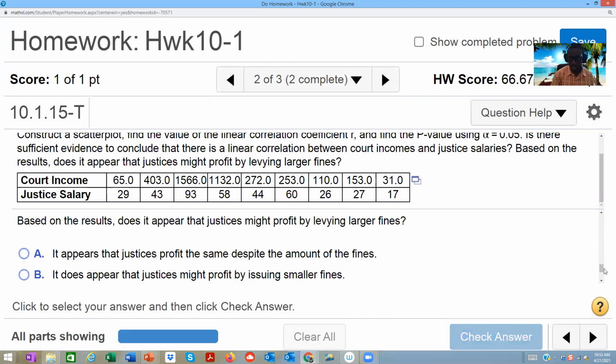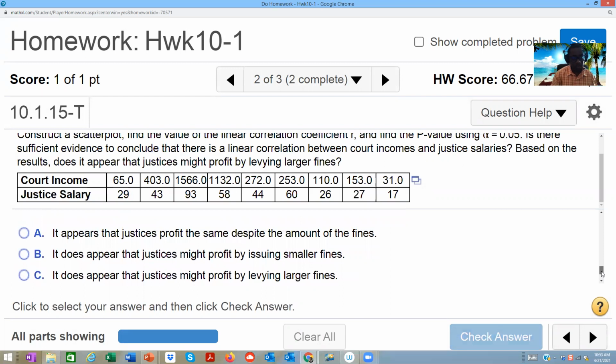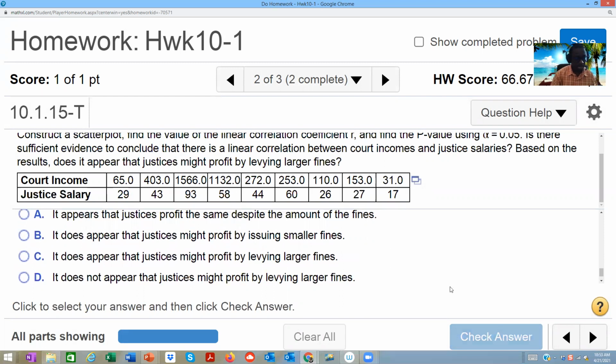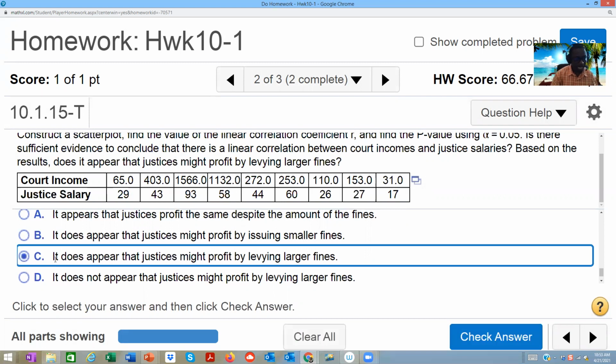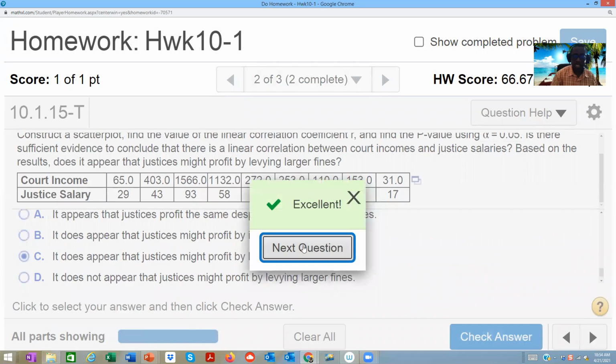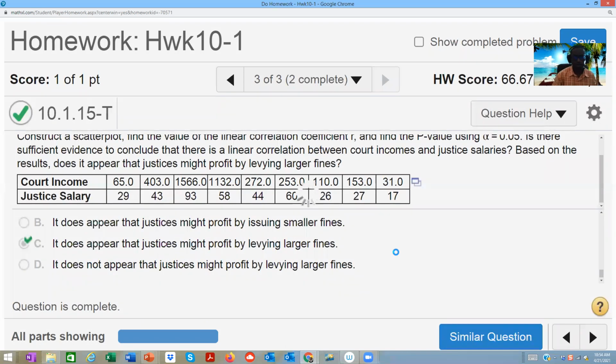Yes, the answer is yes, as we can see, since we rejected the null hypothesis. So it appears that justices profit by levying larger fines, and when they do, they get more money. Okay, let's go to question number 3.